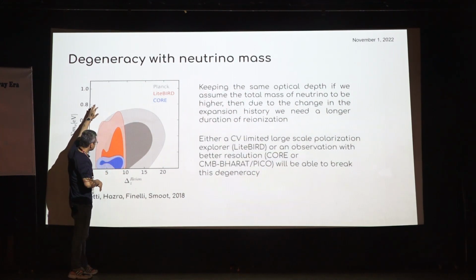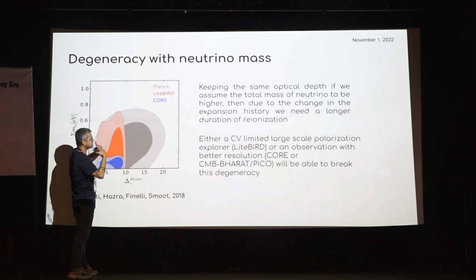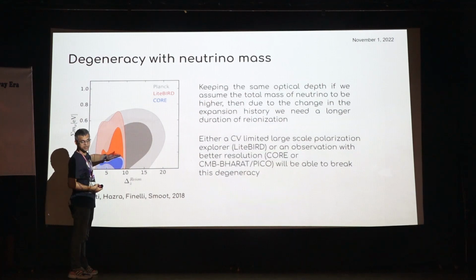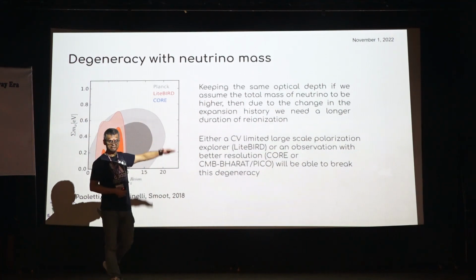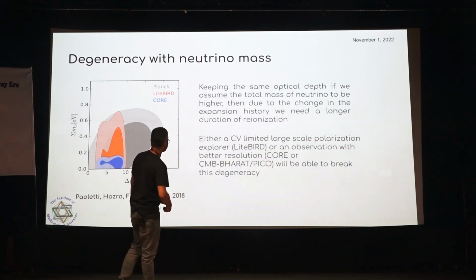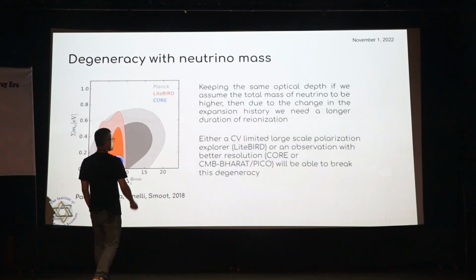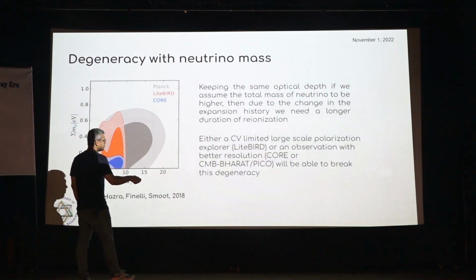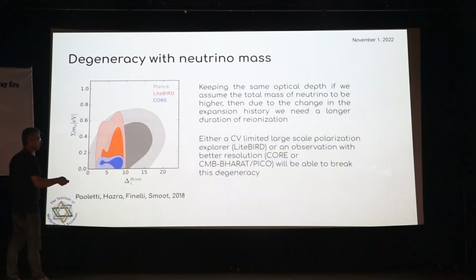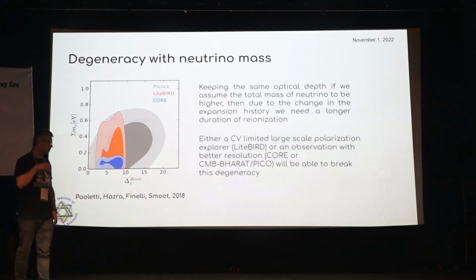Neutrino mass also has low L and high L signatures, which are oscillatory. So at small scales, neutrino mass gives an effect which is not seen by LiteBIRD, but which will be seen by CORE. So CORE can detect neutrino mass if it is within certain thresholds. So either a cosmic variance limited large scale polarization explorer like LiteBIRD, or an observation with better resolution, CORE, CMB-Bharat or PICO, will be able to break this degeneracy.